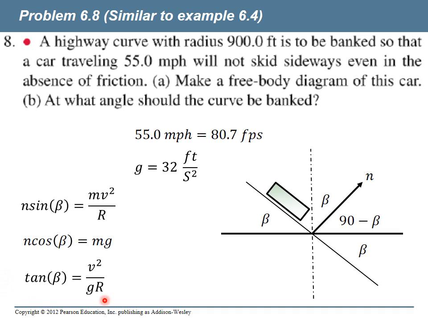So we can just use this fact to find beta, right? I'll simply take the arctangent. Arctan of tangent of beta is just beta, so we'll just take the arctangent of v squared over gr. We have velocity, we have g, and r is 900 feet. And so we end up with a beta of 12.7 degrees. So for a car traveling at 55 miles an hour around a highway curve of 900 feet, if we bank it at 12.7 degrees, then we won't need any friction to keep us from sliding up or down on here.